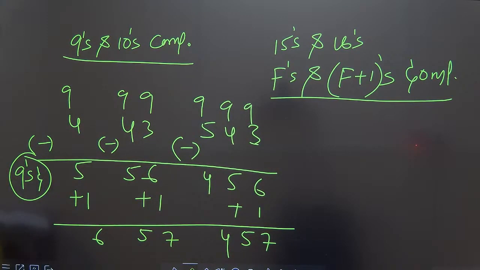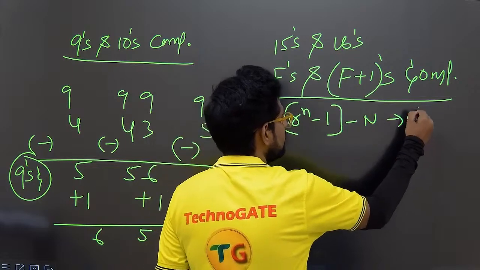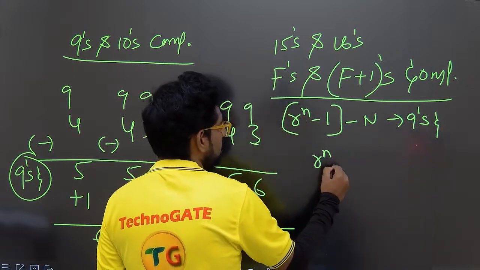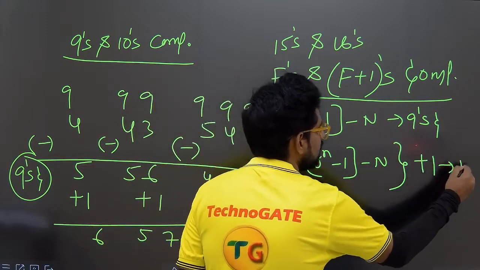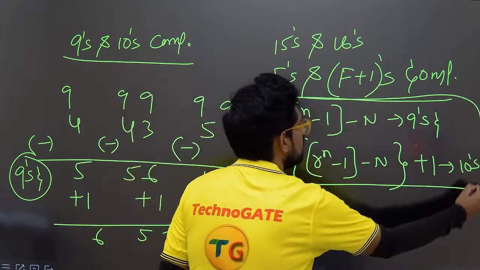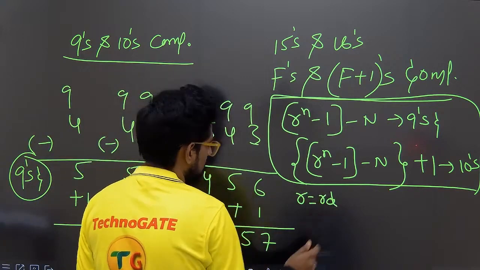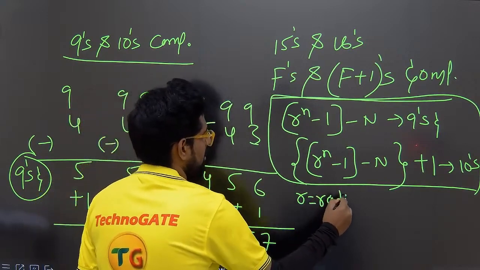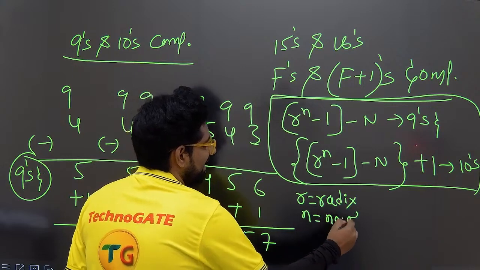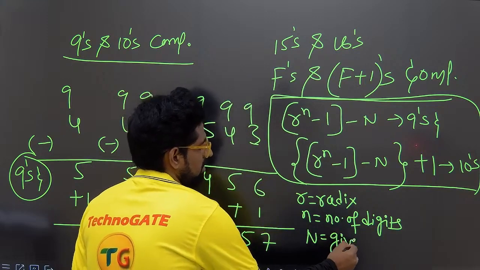With the formula, if you want, I'll give you the formula. R power n minus 1 minus N is your 9's complement. R power n minus 1 minus N plus 1 will give your 10's complement. So what is this R? R is the radix or base. Small n is the number of digits. Capital N is the given number.